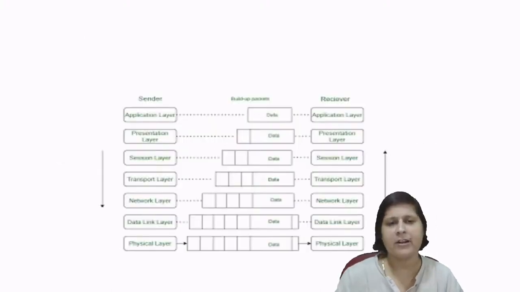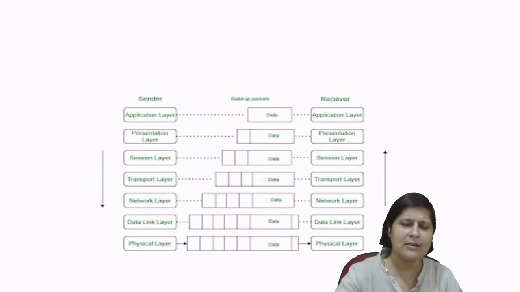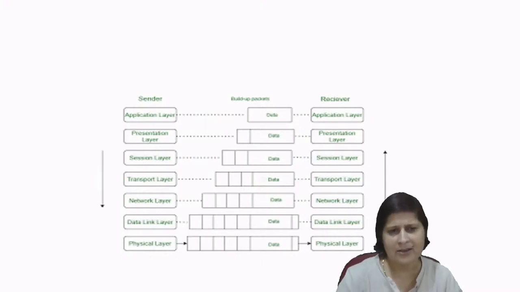Before I proceed further, what is a protocol? A protocol is nothing but a set of rules. Which set of rules is known as protocols. There are 7 layers. This is the OSI model given by ISO.